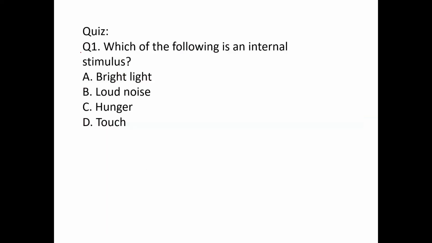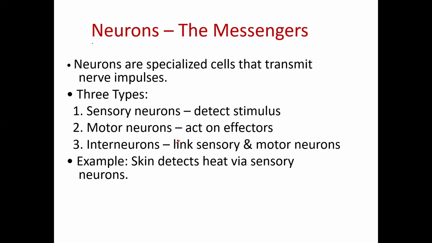Now, let's do some questions. Which of the following is an internal stimulus? The answer is hunger. Let's do the smallest building block of the brain, the neuron, the messenger, which carries some message in the form of electrical and maybe chemical signals.